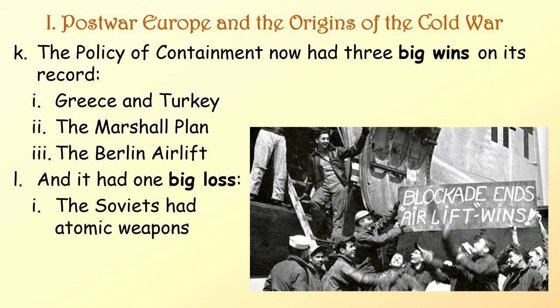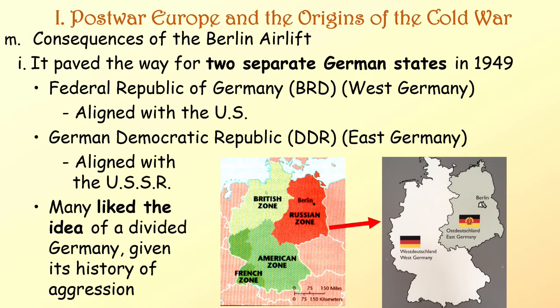The policy of containment now had 3 big wins on its record: Greece and Turkey, the Marshall Plan, and the Berlin Airlift. And it also had 1 big loss. The Soviets had atomic weapons. The consequences of the Berlin Airlift were huge. It paved the way for 2 separate German states in 1949.